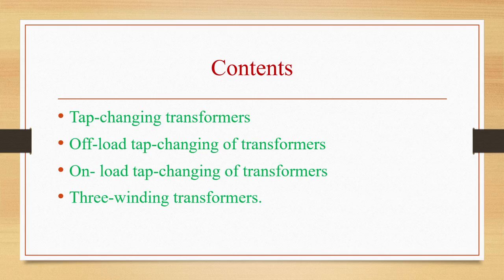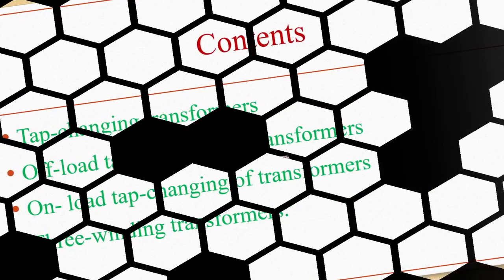Okay, so let us start today's class. Today I will be telling about tap changing transformers. Tap changing transformers are of two types: off-load tap changing transformers and on-load tap changing transformers. In detail we are going to see the circuit diagram and working of these transformers. Then we are going to see about three winding transformers.